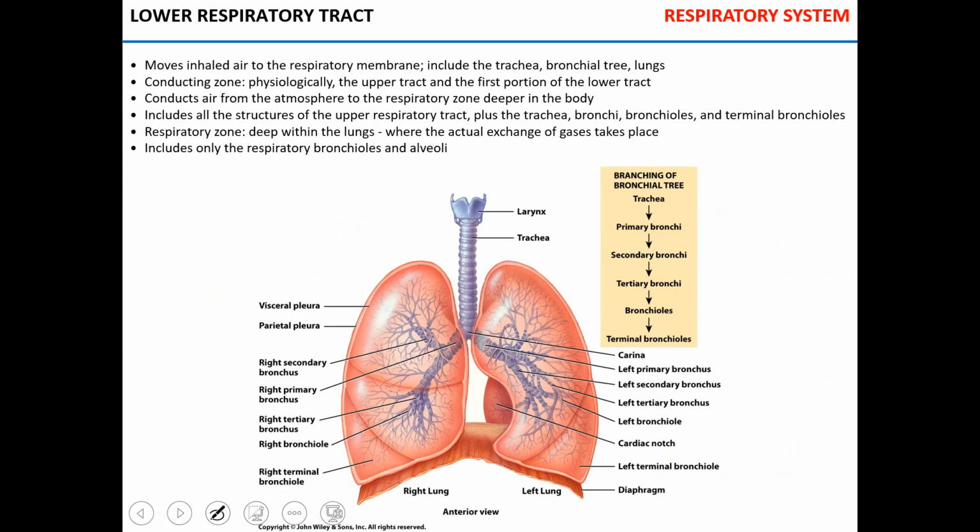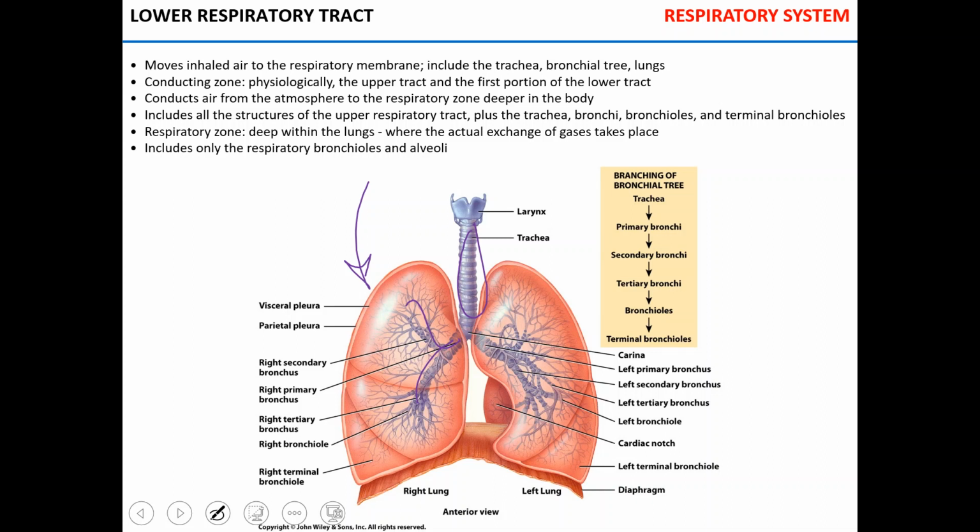Now, if we move down from the larynx into the lower respiratory tract, we're going to find three structures of the lower respiratory tract, namely trachea, bronchial tree, and the lungs. The function of these structures is simply to move the air towards the respiratory membrane, towards the site of gas exchange. So there is a conducting zone and a respiratory zone in the lower respiratory tract.